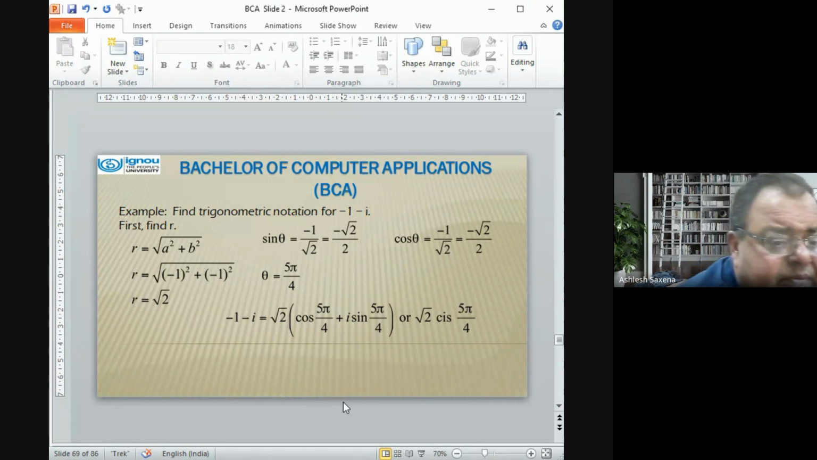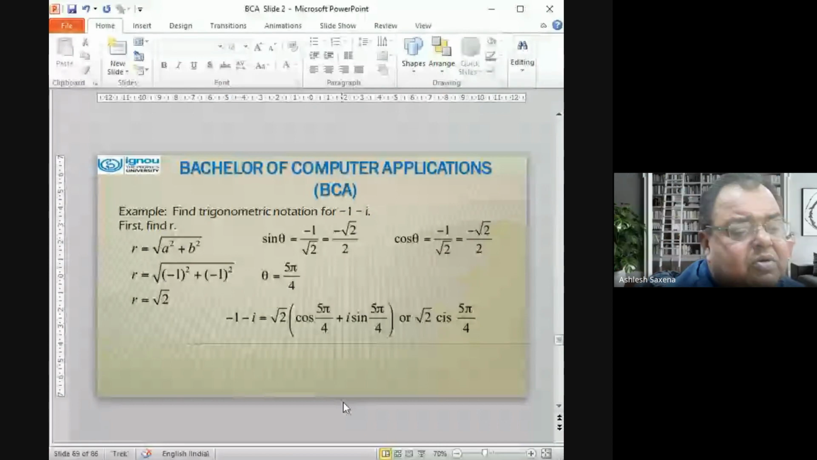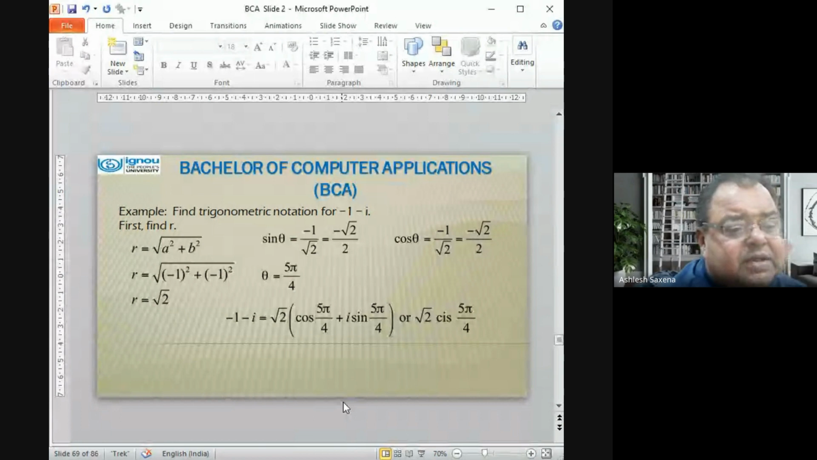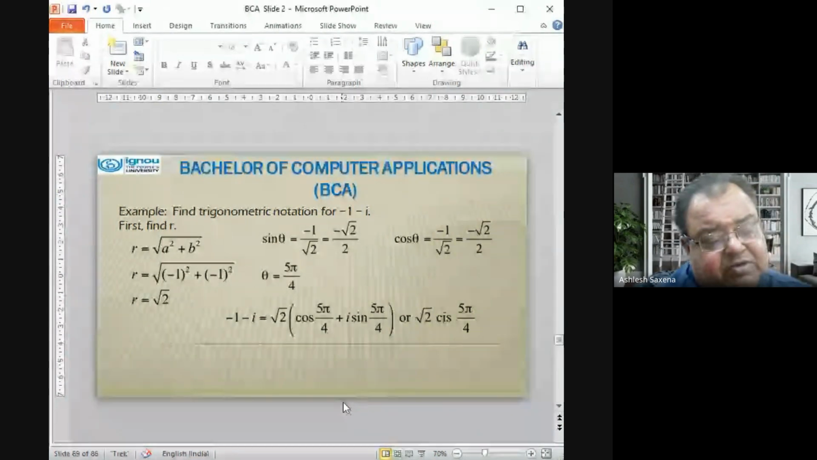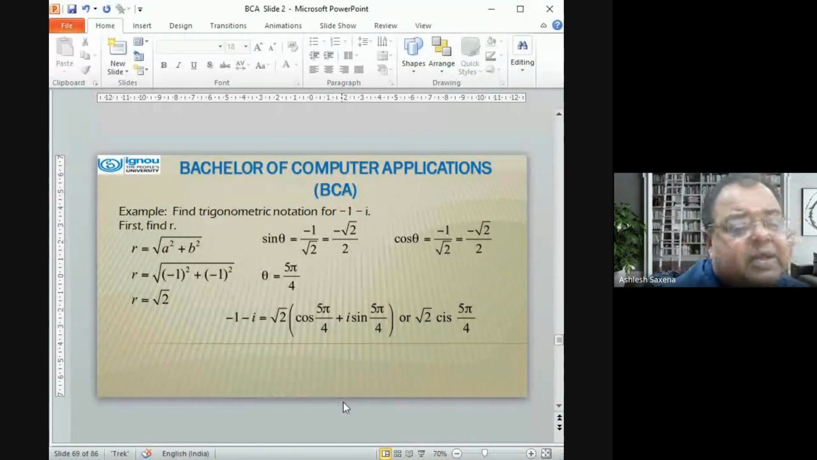So that means we can say that -1 minus iota can be written as under root 2 into cos 5 pi by 4 plus i sin 5 pi by 4. First is cos, second is sine. Or in short, you can write it as root 2 cis 5 pi by 4.